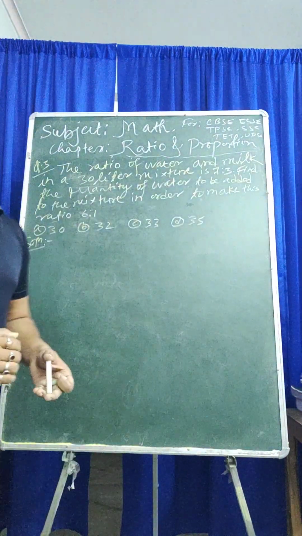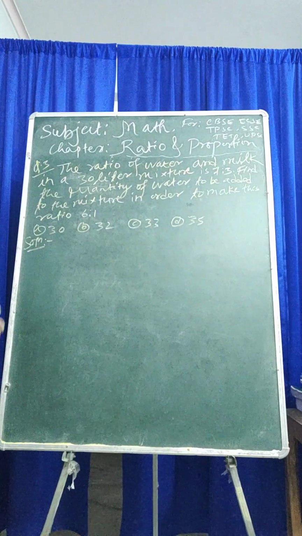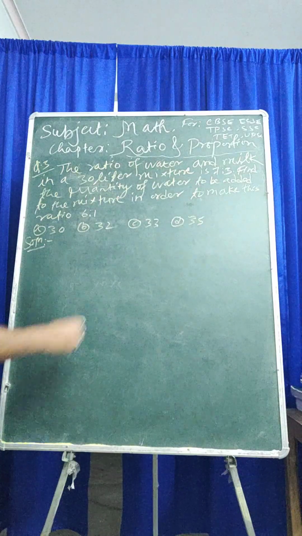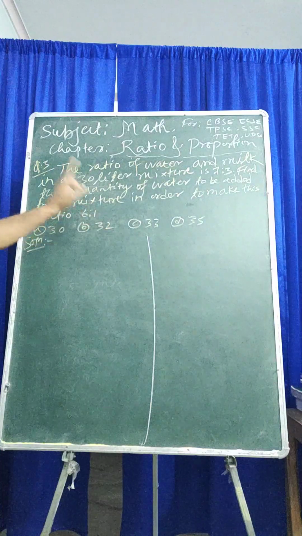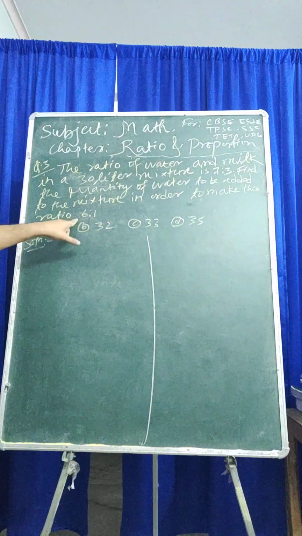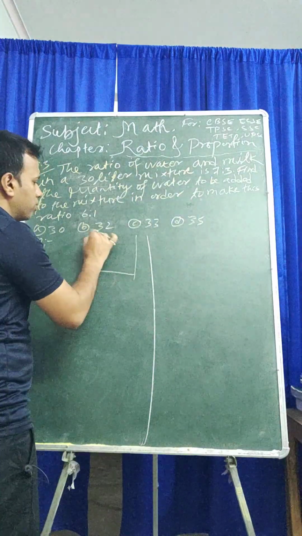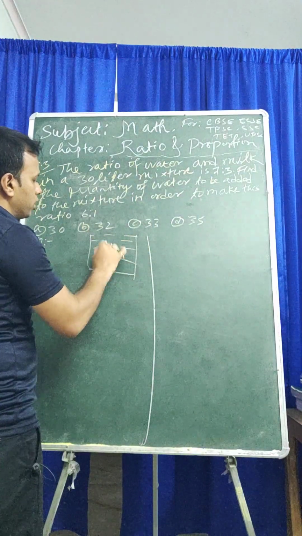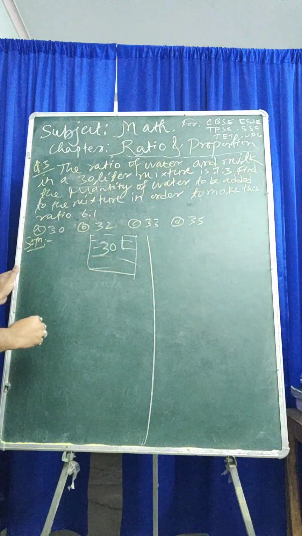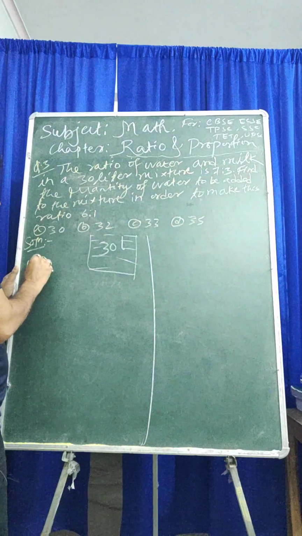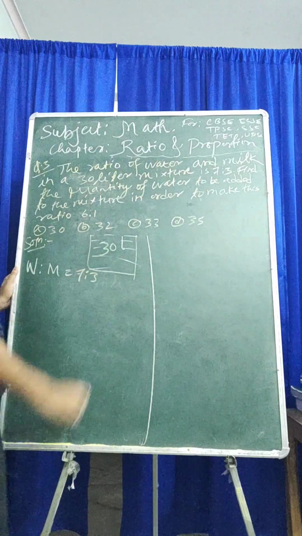Hello everyone. Our next question, that is question number 3. The ratio of water and milk in a 30 liter mixture is 7:3. Find the quantity of water to be added to the mixture in order to make the ratio 6:1. So first, there is a 30 liter mixture, in which the water and milk ratio is 7:3.